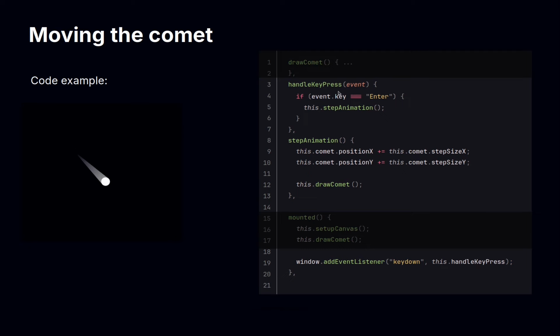The handle key press will basically check if I have pressed on the Enter key. If that is the case, I'm going to call the step animation function, and this one will move the comet by a certain step size. Here we are doing that for X and Y in order to move the comet in both directions. After that, we are going to call the draw comet method again so that we remove it and redraw the comet with the new position. So this is the workflow that we are going to follow.